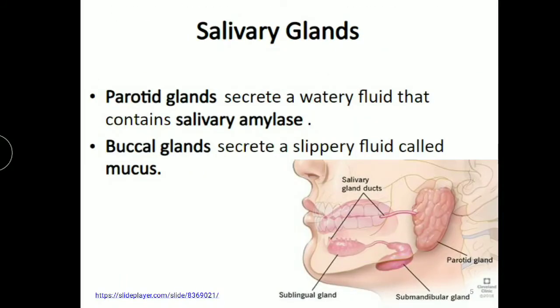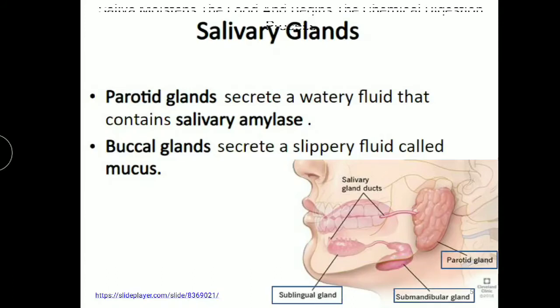So, the salivary gland helps in the moistening of the food and begins the chemical digestion. There are six salivary glands located around the oral cavity, which secrete saliva. The saliva is about 99% water, but also contains enzymes and proteins that lubricate the oral cavity and begin the chemical digestion of the food.